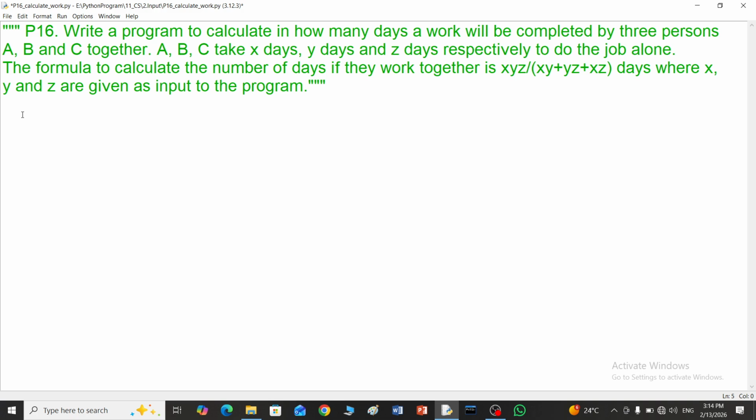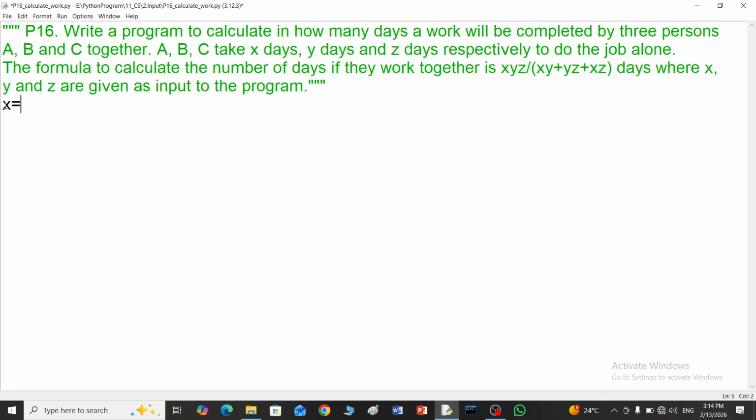So let's start. See students, whenever a question like this is given and the variables are mentioned, X days, Y days and Z days, and it is also mentioned where X, Y and Z are given as input, that means we cannot take another variable as an input, right? We will take whatever the question says is given. So now first we will take X.